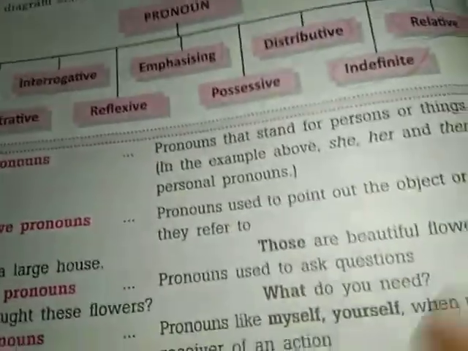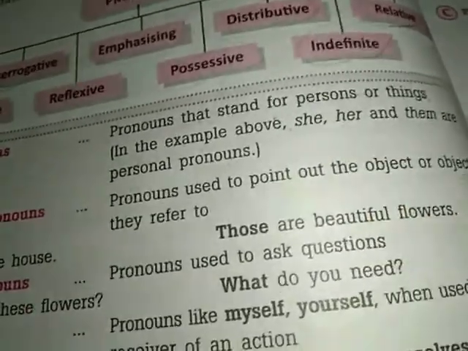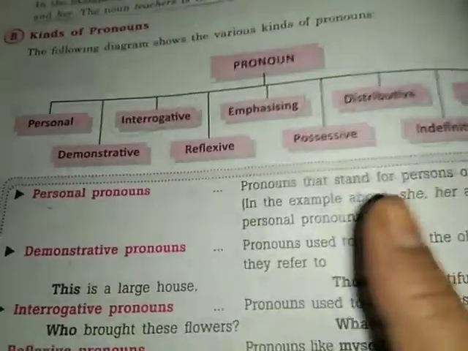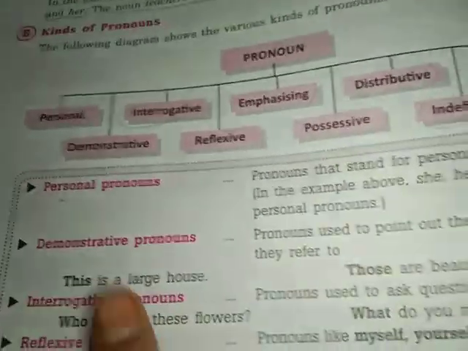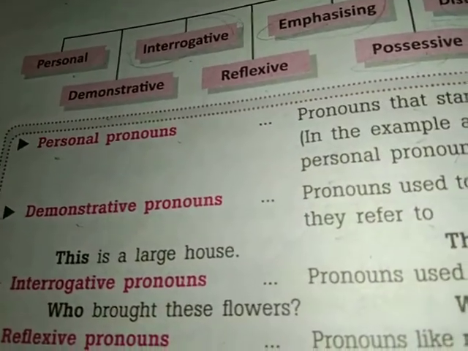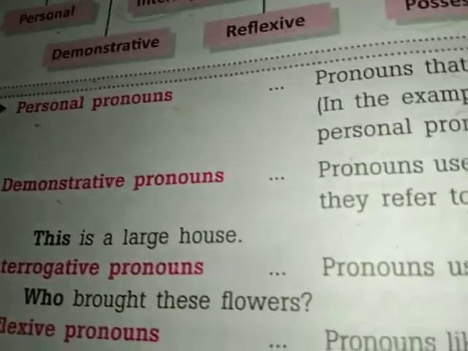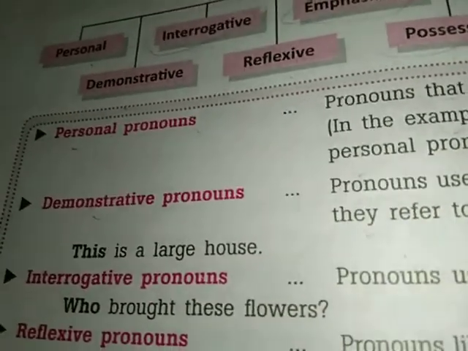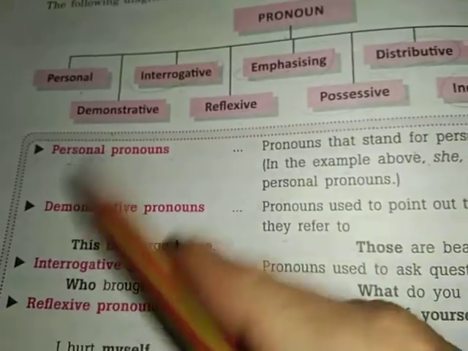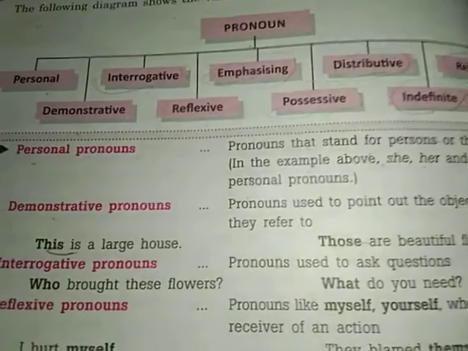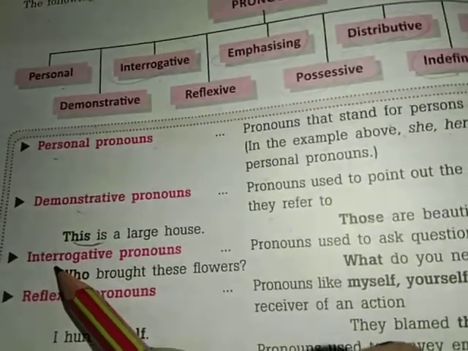Demonstrative pronouns. Pronouns used to point out the object or objects they refer to, right? Those pronouns which are used to point out a certain object, that is this, those. These are generally the words we use for demonstratives. We have studied them before as well. So this, those, these are called demonstrative pronouns. This is a large house. Those are beautiful flowers. These are lovely colors, right? All these are demonstrative pronouns.